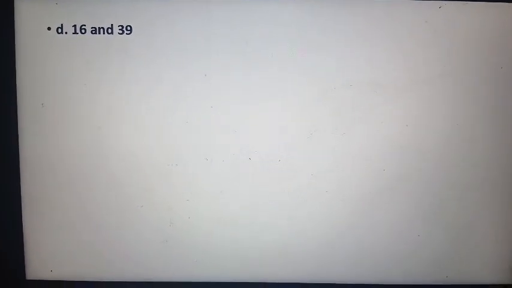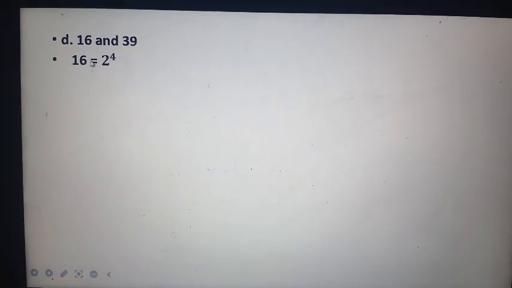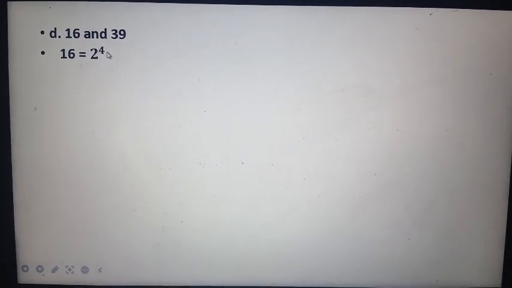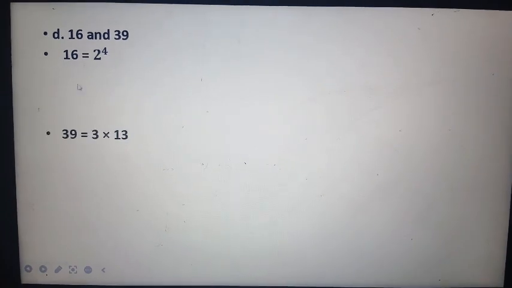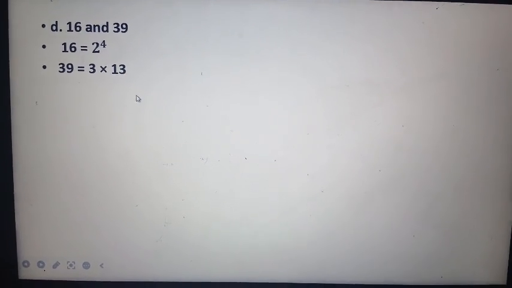Okay, the other one is 16 and 39. Again, when we express 16 in prime factorization form, it will be 2 to the power of 4. 39 is 3 times 13.